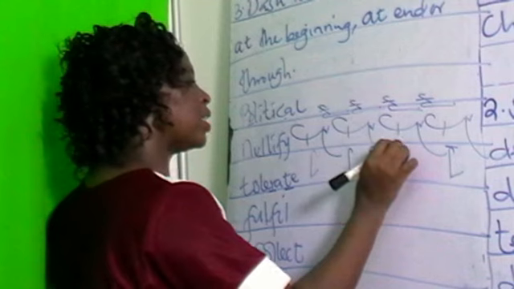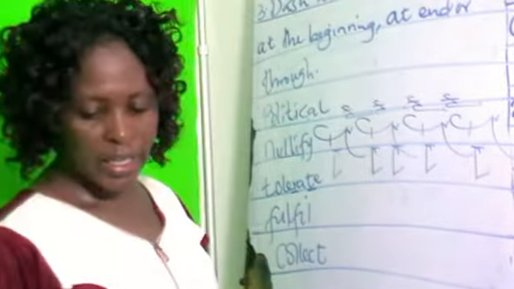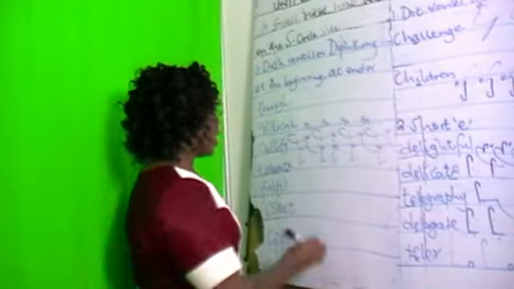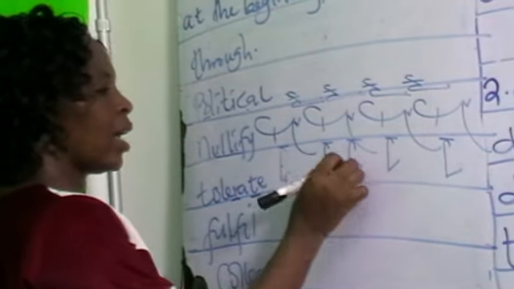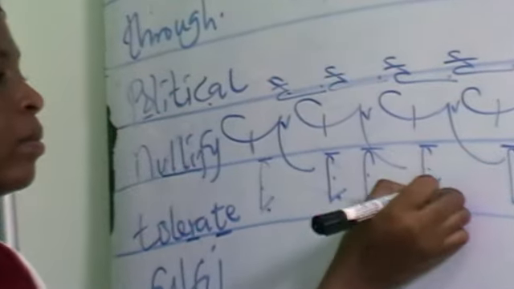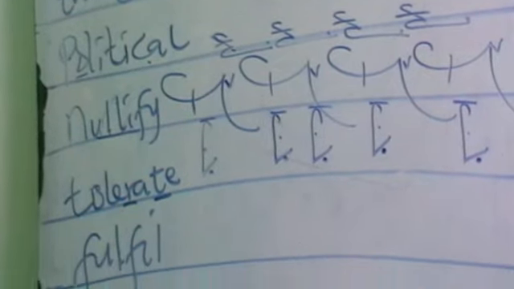And here we are indicating the dash vowel at the beginning of that word, and we have a short A and a long A there. Tolerate. Then we have the word fulfill.